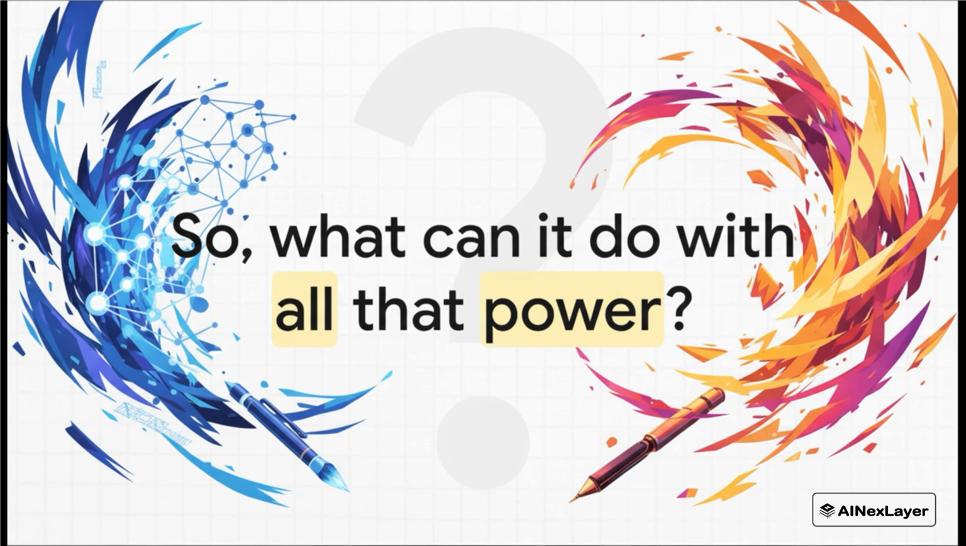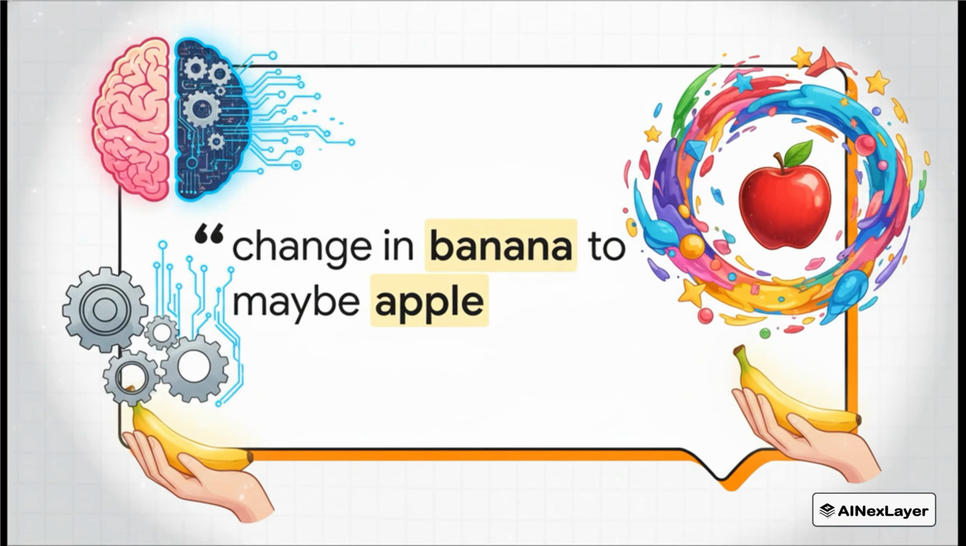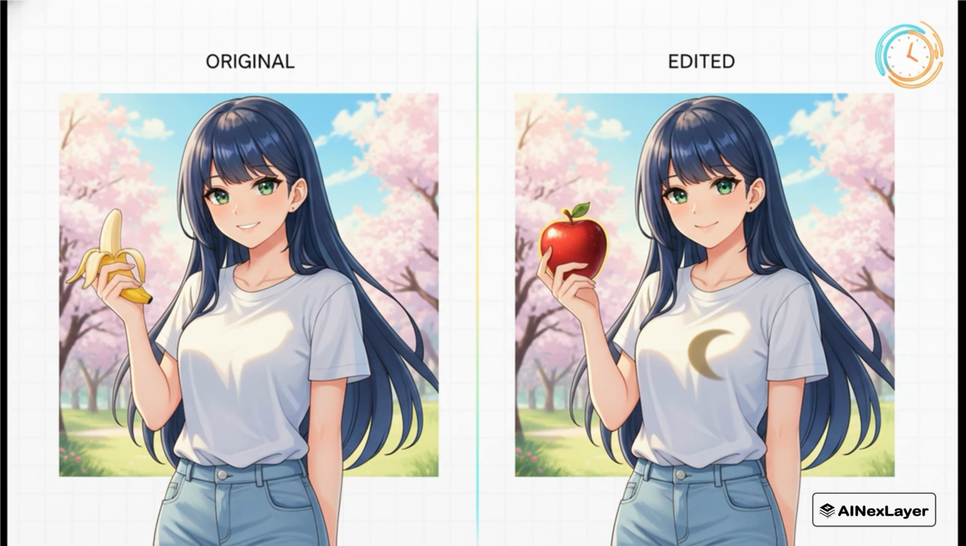Well, let's find out. We're going to put it to the test with a simple, but actually pretty tricky editing task. Okay, so here's the setup. We start with this image of a person holding a banana. Then we give the model a super simple text prompt. The goal is easy. Just swap the fruit. And wow, check out the result. This perfectly shows what it can do.